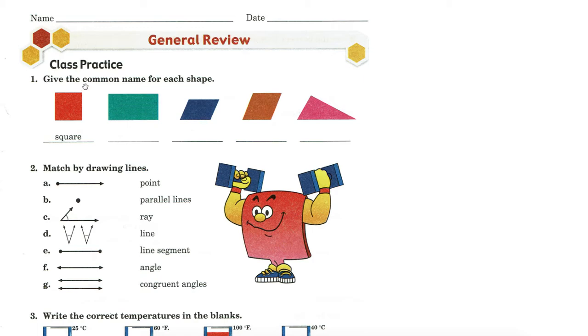First one, give the common name for each shape. So you just look at the picture of the shape and write down the name of the shape. If you go back to page 269, you would see the names of these shapes. Something I want to go over really quickly is that I didn't do a good job, I think, of telling you the difference between a rhombus and a parallelogram.